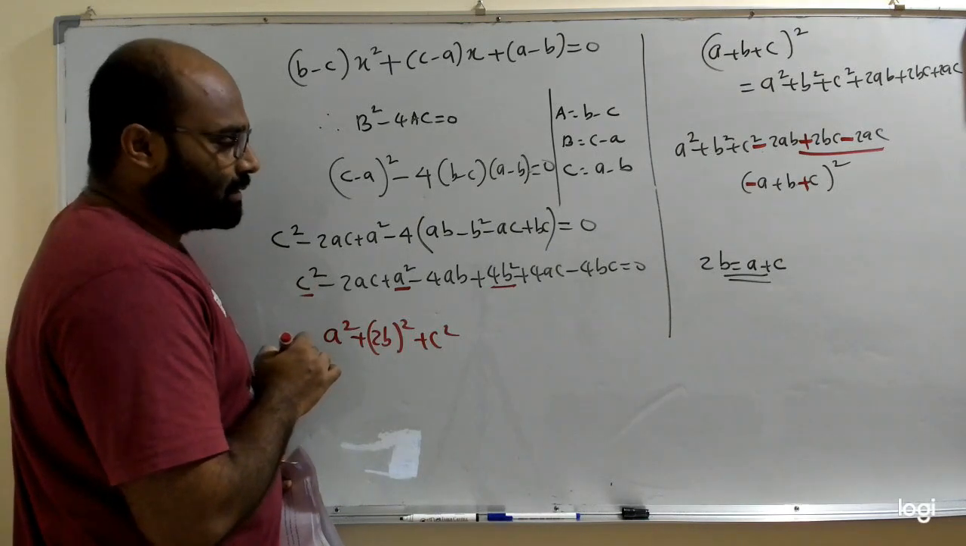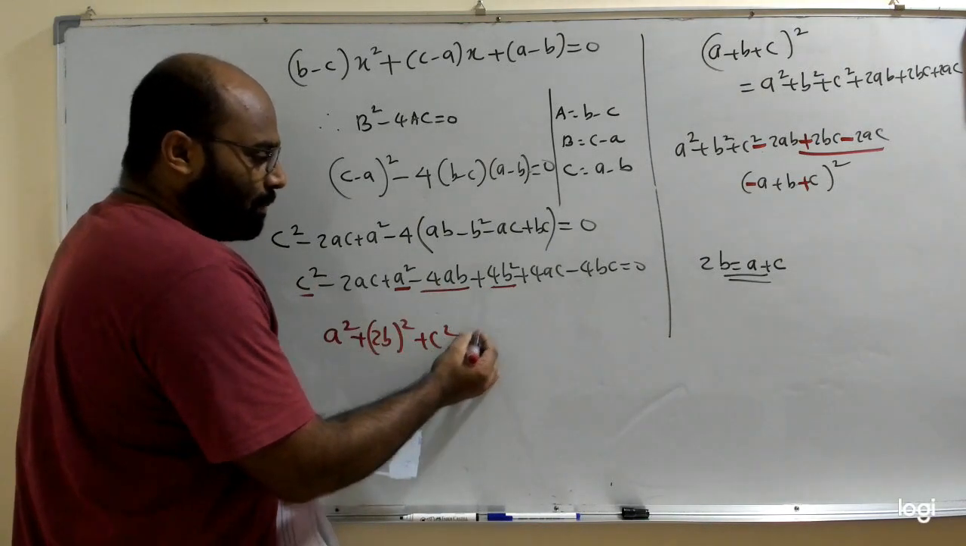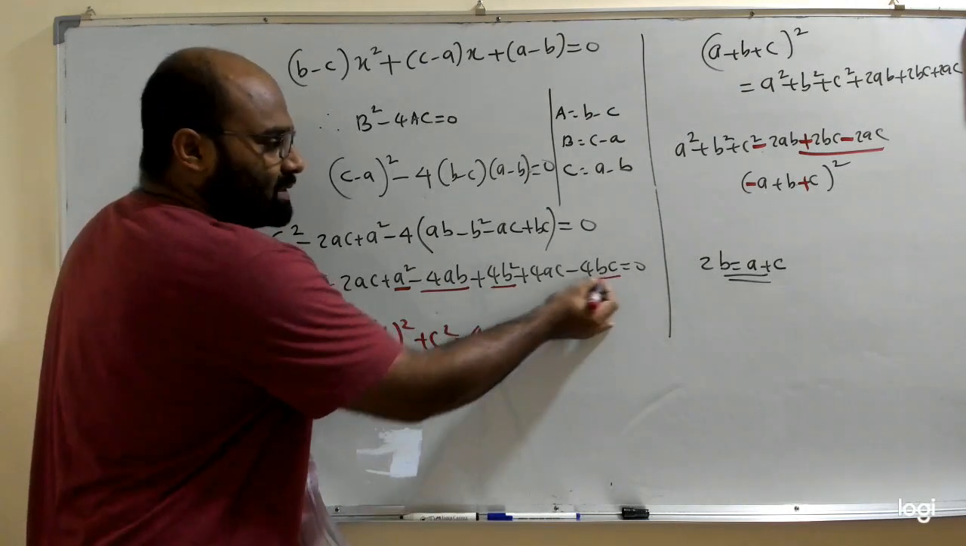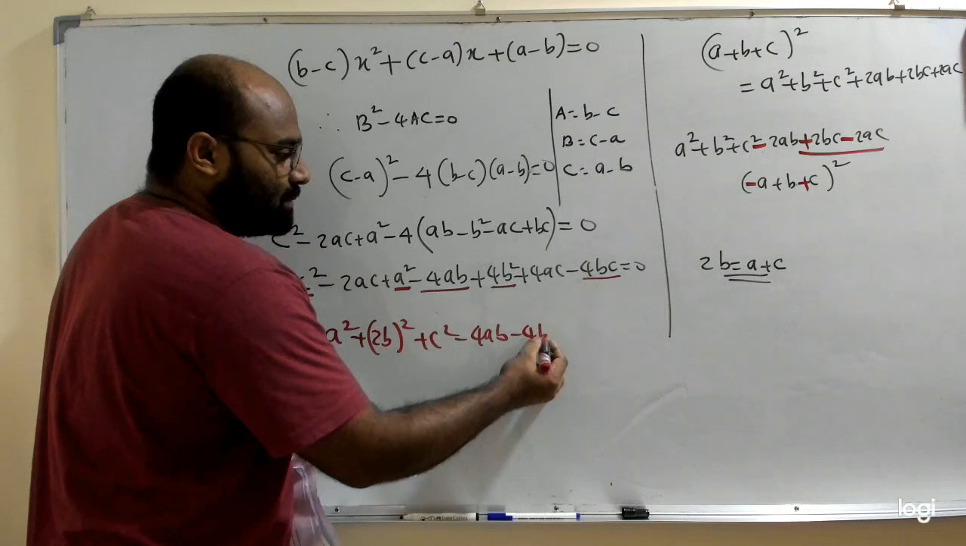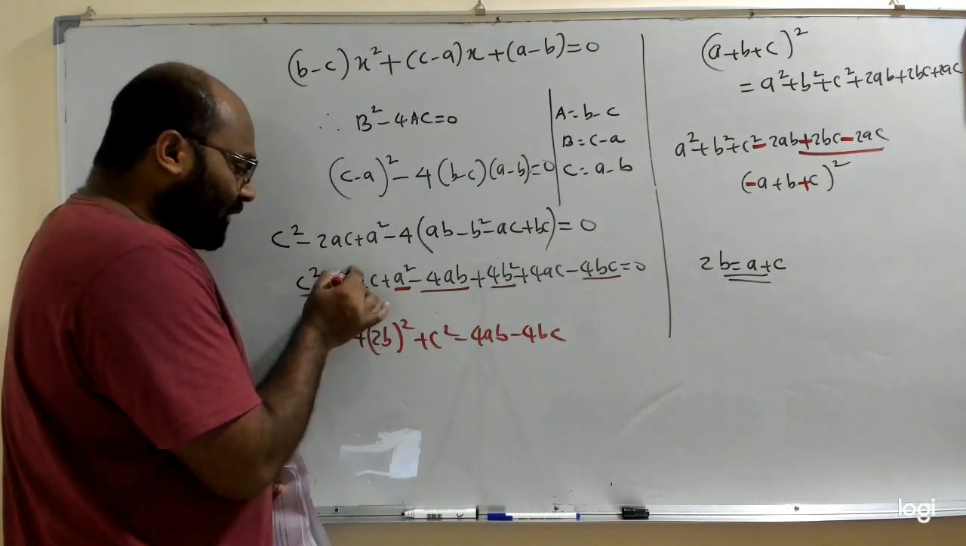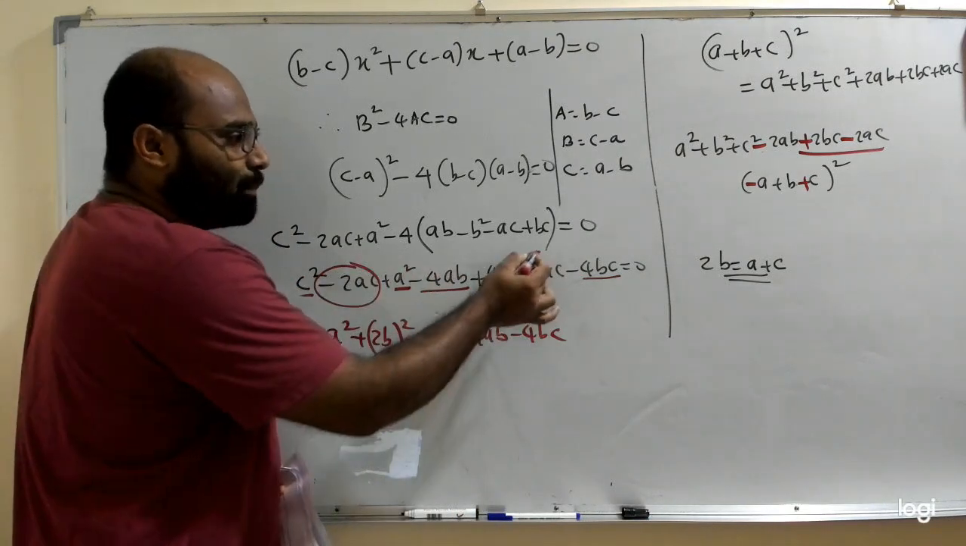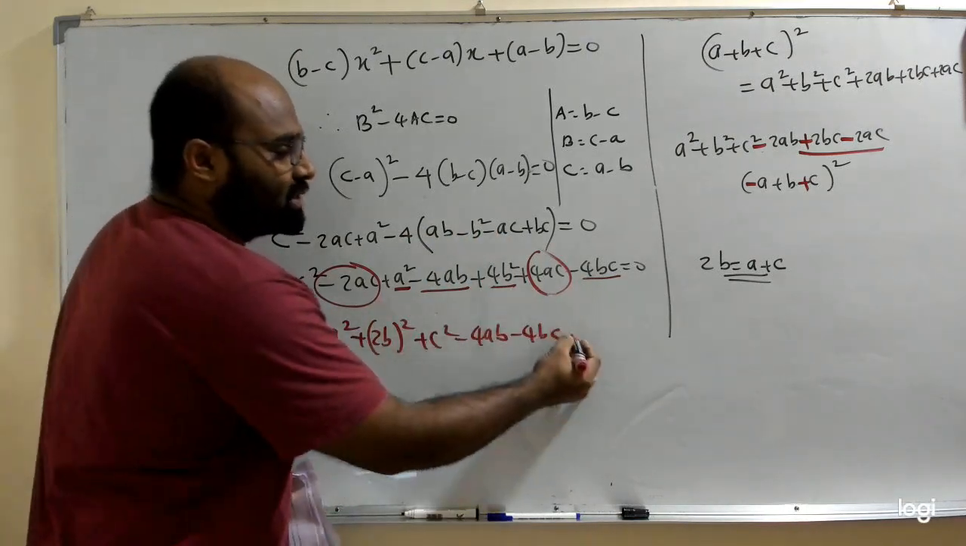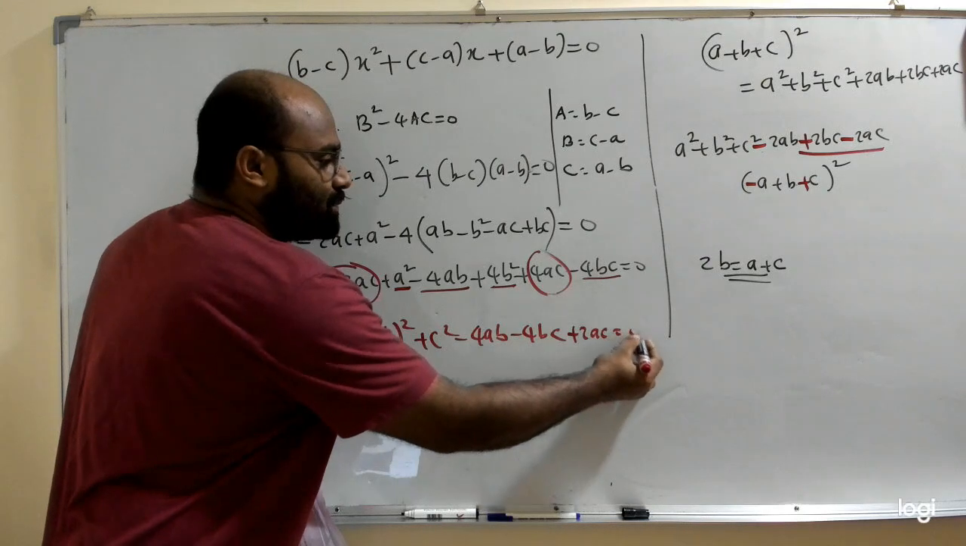Next the ab term, this is the ab term, minus 4ab. Next the bc term, this is the bc term, minus 4bc. Next, be careful, here minus 2ac and plus 4ac is there. 4ac minus 2ac is what? Plus 2ac equal to 0.